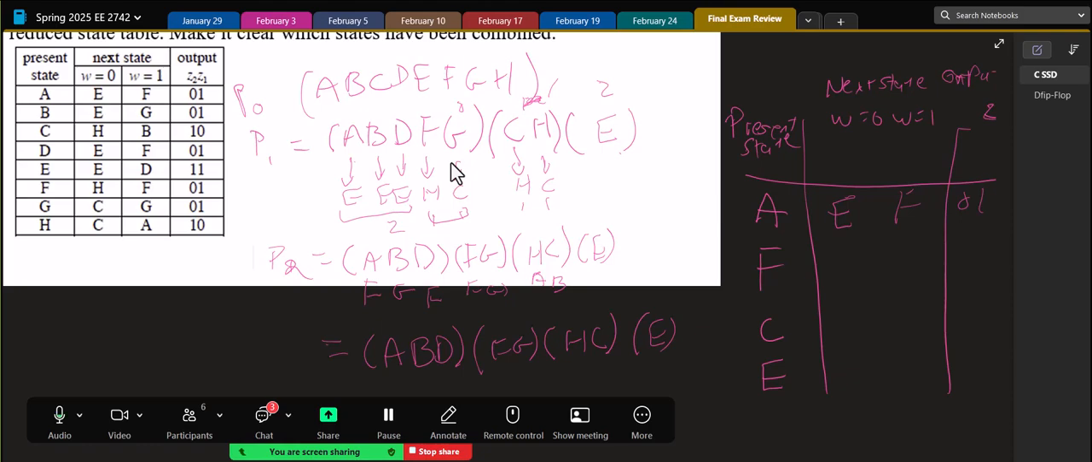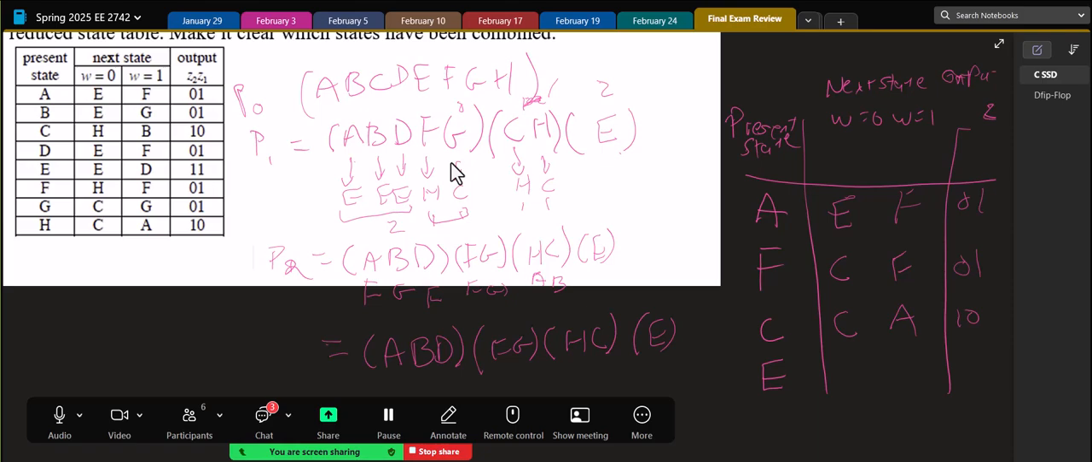F goes to H, which we're calling C. And then F goes to F, which we're calling F. And the output for F is 0, 1. And then C goes to H, which we are calling C. And C goes to B, which we are calling A. And then the output for C is 1, 0.